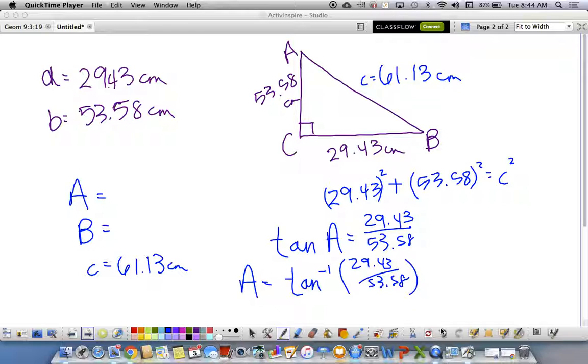And then once you have that angle, how are you going to find the other angle? Subtract it from 90. Okay. So angle A, what did you get for angle A? 27.78. 28.78 degrees. And then when you subtract, what did you get?